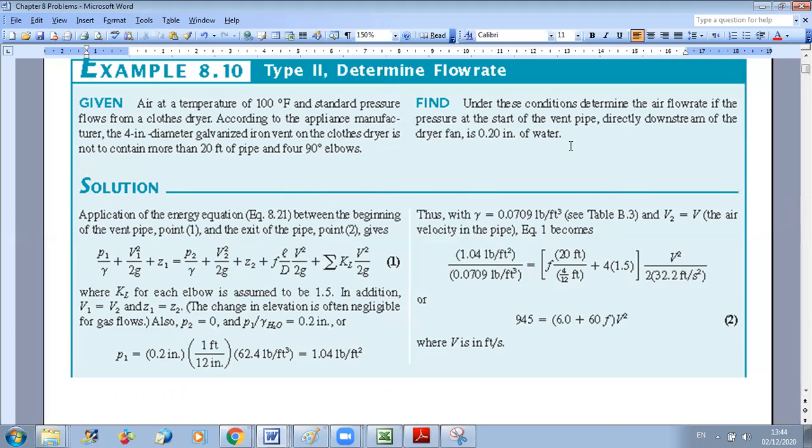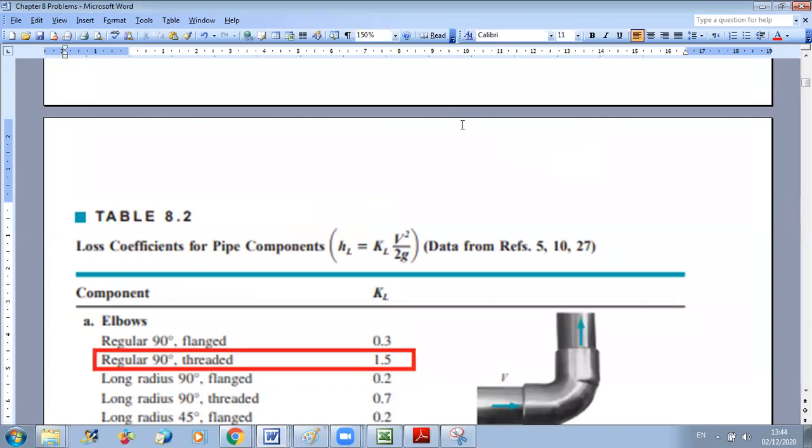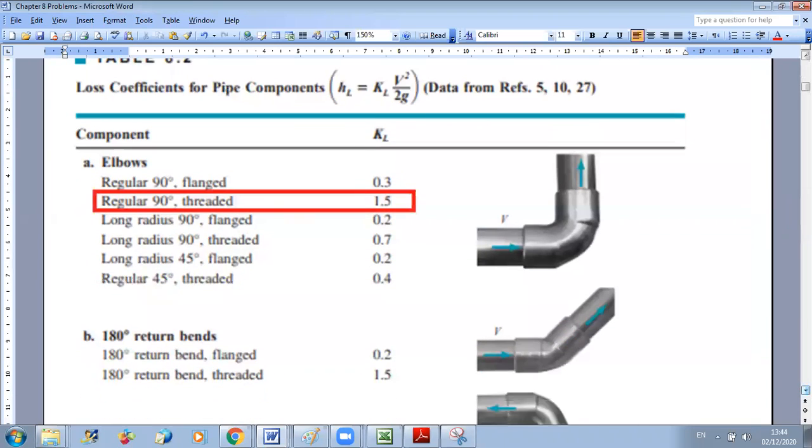So you can go to the book and you can see all these figures. Okay. So for example, you have a table. Table 8.2 of the book will give you the minor loss coefficient for different accessories. Okay. So for example, here, even for elbows, you have several possibilities. You can have a different angle. So they can be 90 degrees, they can be 45 degrees, and you have several options, flanged or threaded. So all of these will affect the loss coefficient.